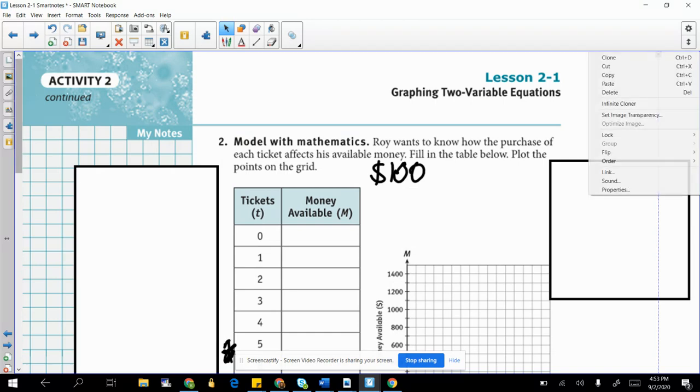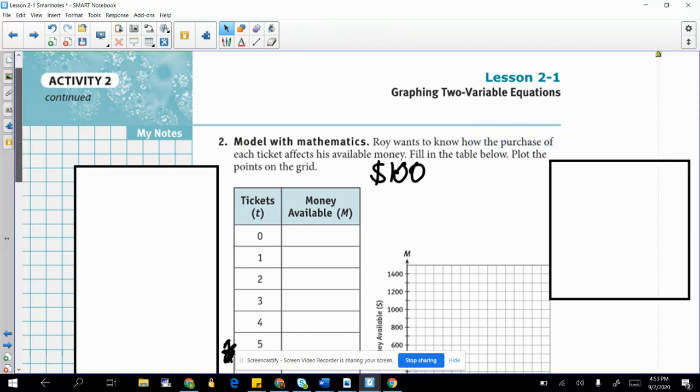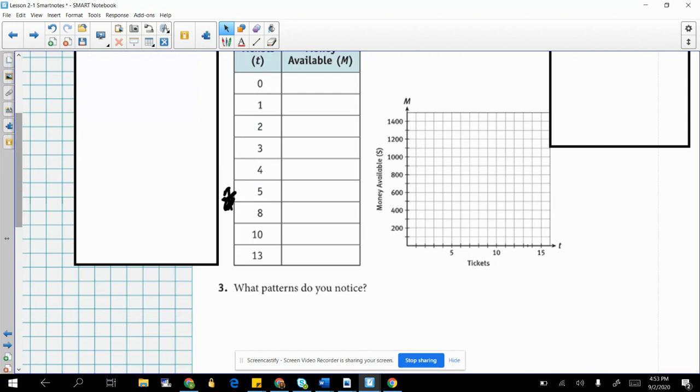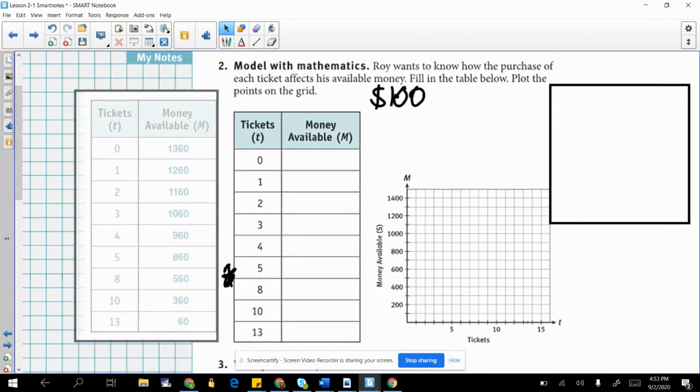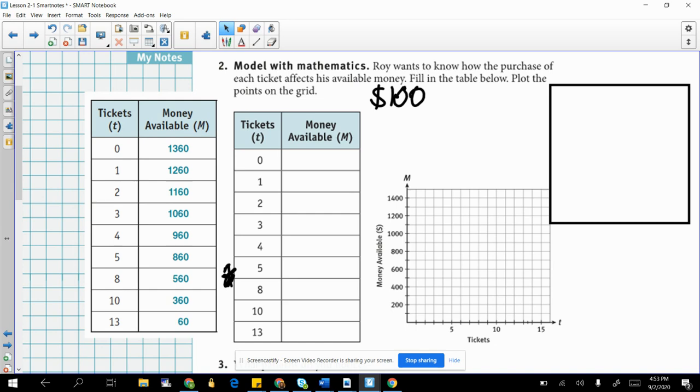Alrighty, so hopefully you paused the video and your table should look like this when you're done. So really all you were doing is subtracting $100 for each number of tickets that he purchased. So if you bought one, subtract 100, subtract 100, subtract 100, and so on and so forth.